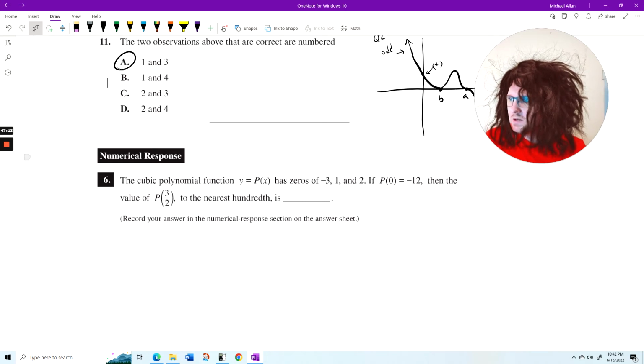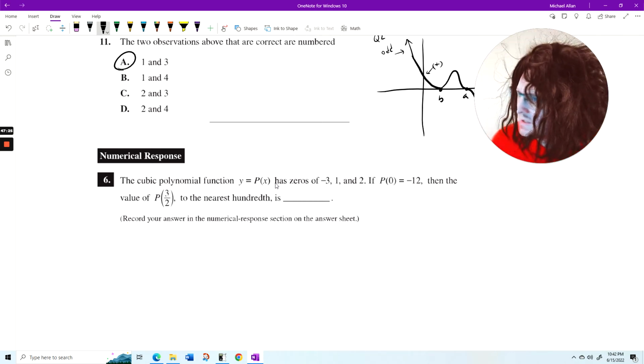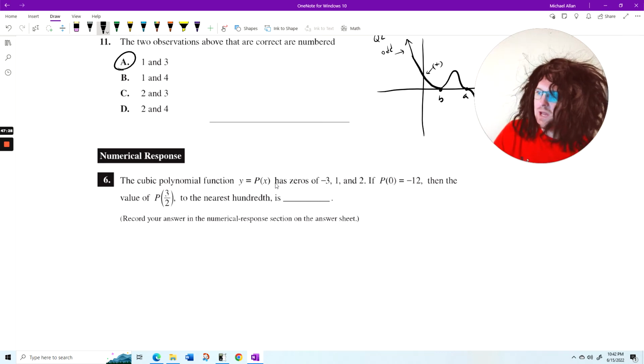-3, -1, and 2. And they tell you that if I put a 0 in, I get -12. It's cubic. So what they're trying to make you do is make the equation. So the zeros tell us the factors, right?